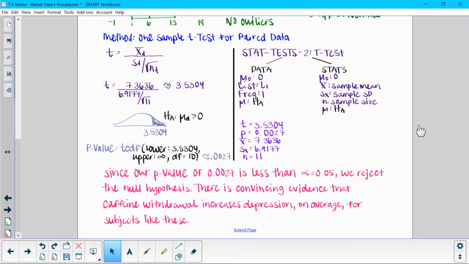Once we have our p-value, no matter which way you got it, conclude. Since our p-value of 0.0027 is less than alpha, we reject the null. There is convincing evidence that caffeine withdrawal increases depression on average for subjects like these.